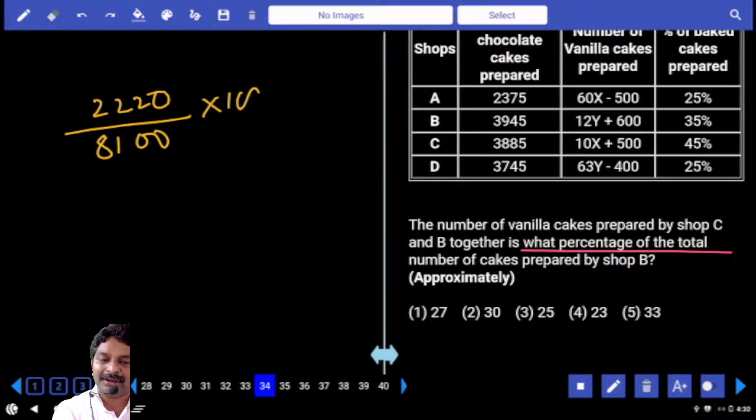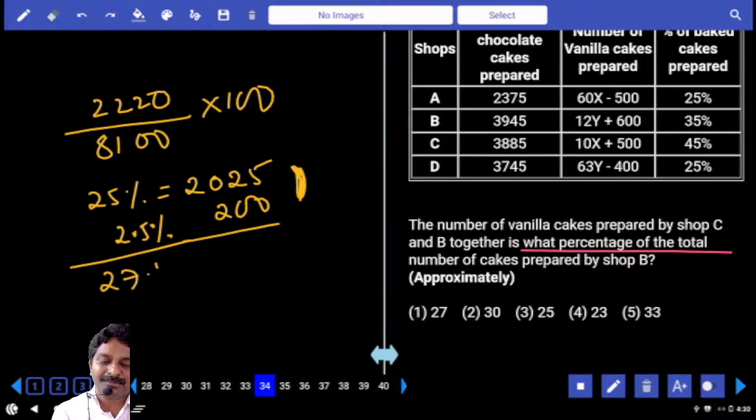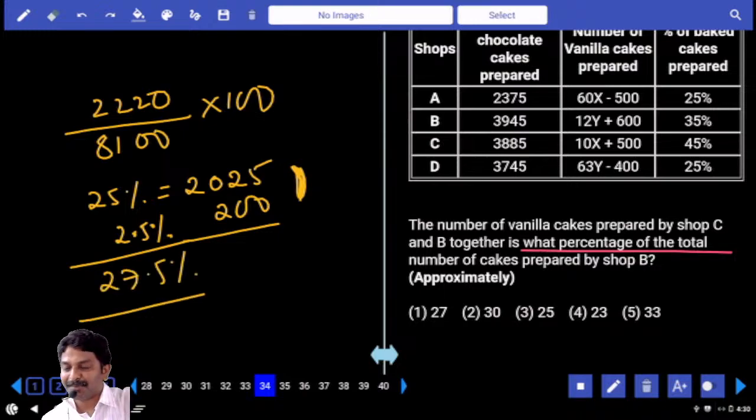8100 into 100. 50% of the denominator is 4050. 25% is equal to 2025. Approximately 200 you need to add, which is 10% of the above number. 10% in the sense approximately 2.5%. The answer should be close to 27.5%. Approximately 27.